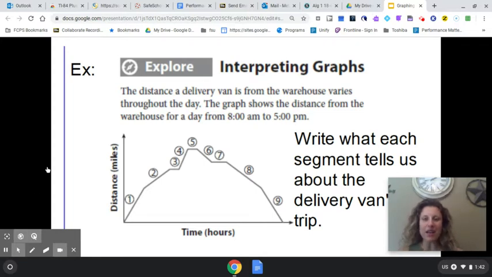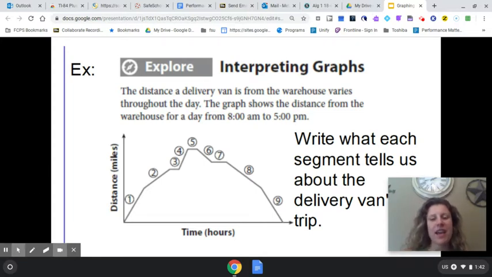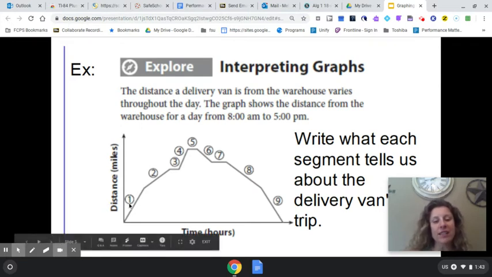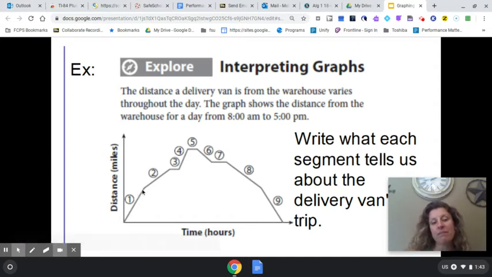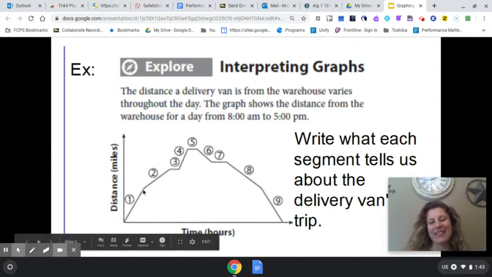Okay, hopefully you pause the video and you have your response there. I'm going to give you one scenario that could possibly fit this graph. During section 1, as time increases, distance is increasing. So the delivery van is leaving the warehouse and heading towards its first stop at a pretty high rate of speed. They have to slow down for some reason.